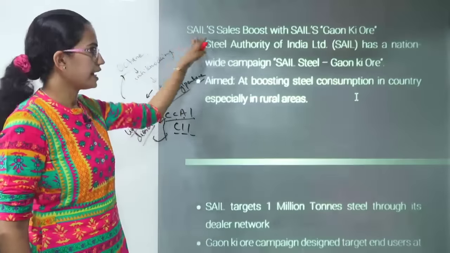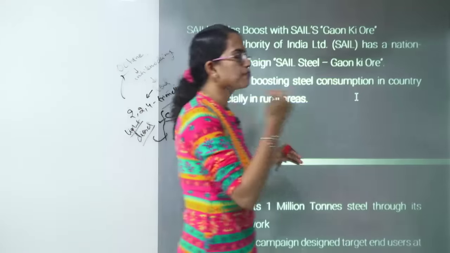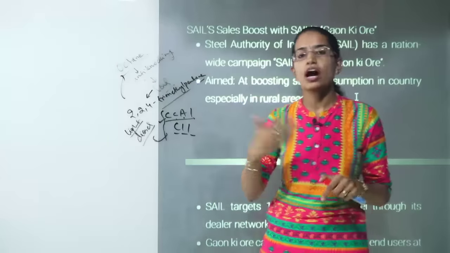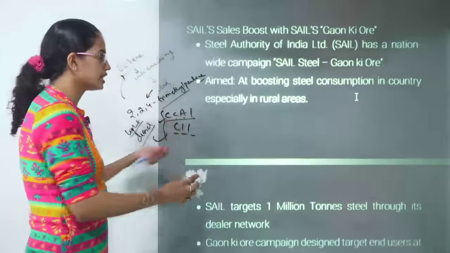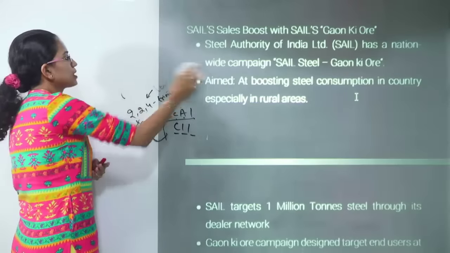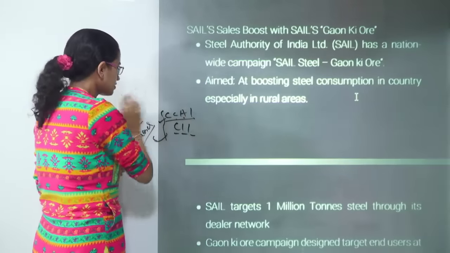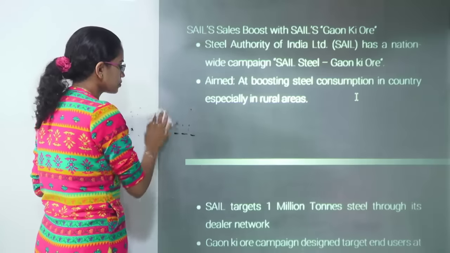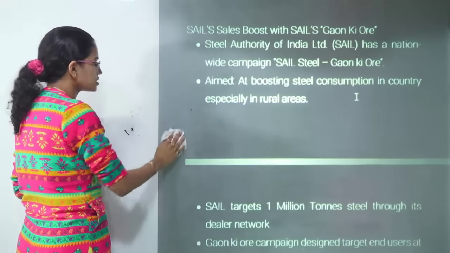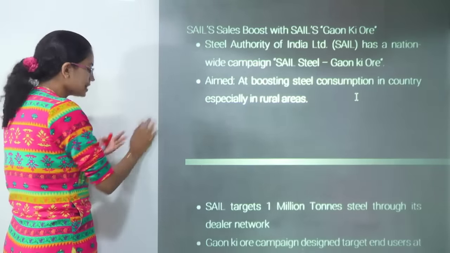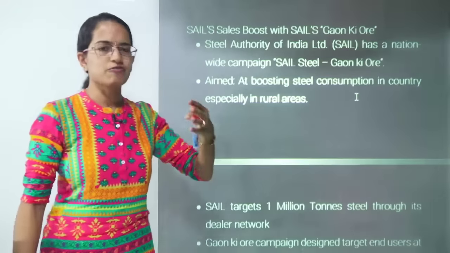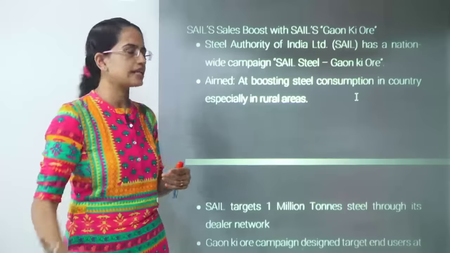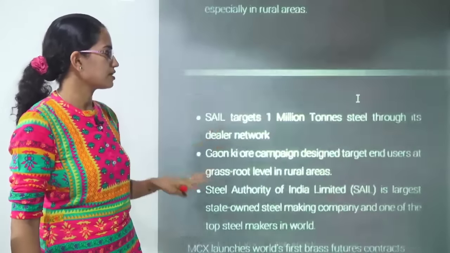The next is SAIL. Now SAIL is moving up with a new idea of Chalo Gaon ki. That means it's trying to sell its steel into the rural areas. The idea is to bring in more infrastructure and more development into the rural areas, and again to boost the sales. So it's working forward to boost its sales, and SAIL has been working in this direction.